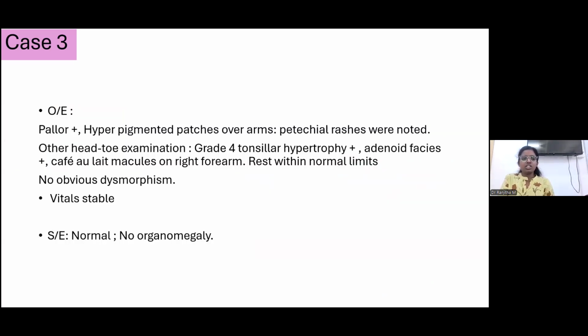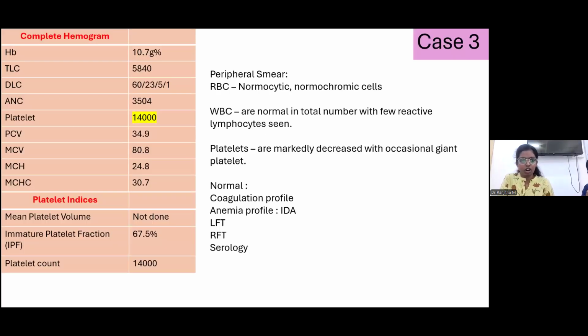On examination, the child had pallor with hyperpigmented patches over the arms, which were petechial rashes in different stages of recovery. On head-to-toe examination, the child had grade 4 tonsillar hypertrophy, adenoid facies, and one insignificant café-au-lait macule on the right forearm. Rest of the examination was within normal limits with no obvious dysmorphism. Vitals were stable and systemic examination was normal without any organomegaly.